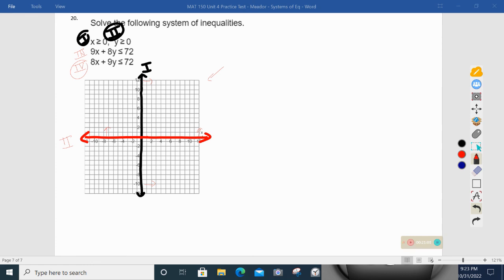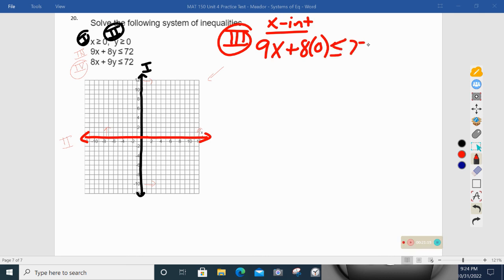We're going to use the intercept method. So for inequality 3, if I'm looking for the x-intercept, I let y be 0. If y is 0, that goes away. I have 9x equals 72. I can just go ahead and divide by 9, and I get x equals 8. Really, I'm just looking for 8. So the x-intercept is 8, comma 0.